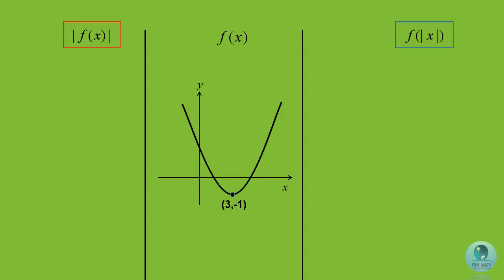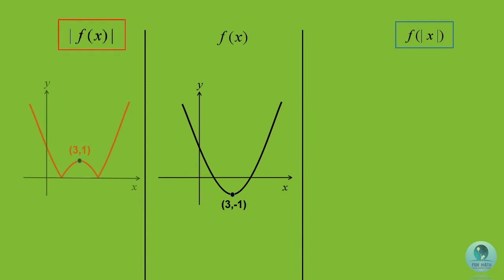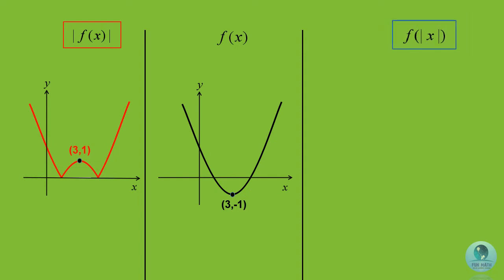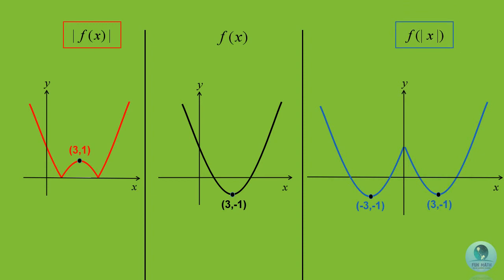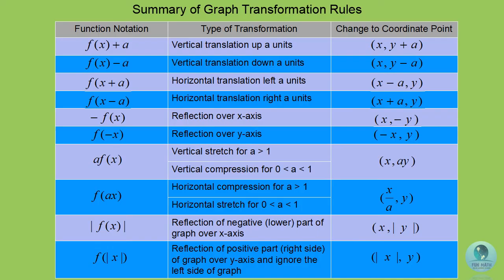Now let's go to the final graph transformation, modulus f of x versus f of modulus x. For the graph modulus f of x, it means the negative part of this graph will be reflected upwards over the x-axis. For the graph f of modulus x, first you need to ignore the left side of the parent graph. Subsequently, you will reflect the positive part of the parent graph over the y-axis. This is the summary of the graph transformation rules.